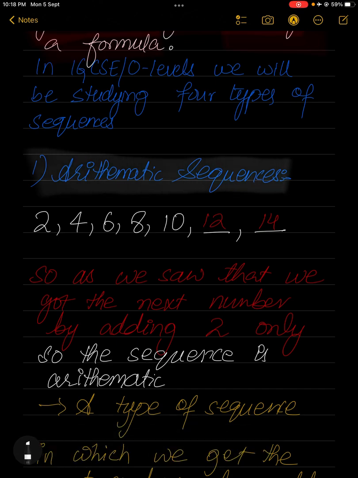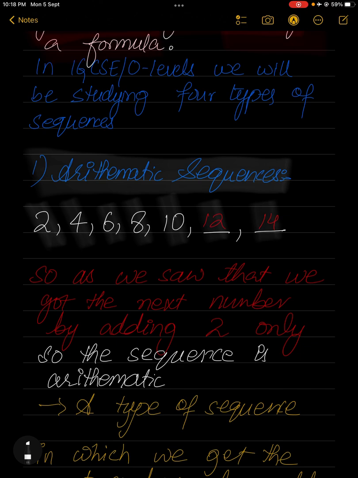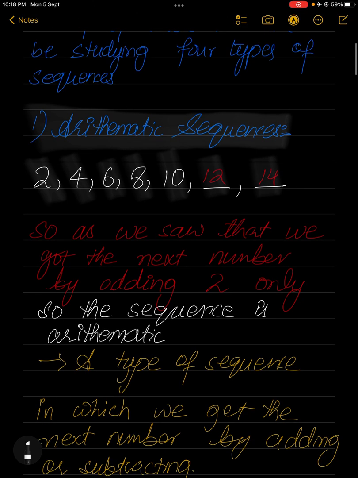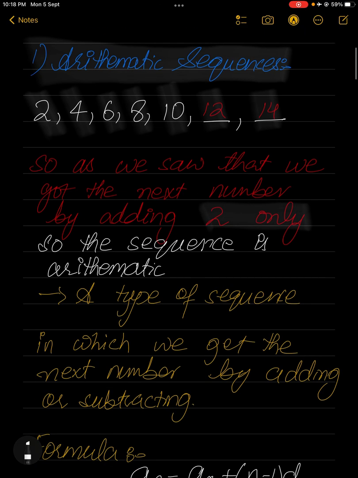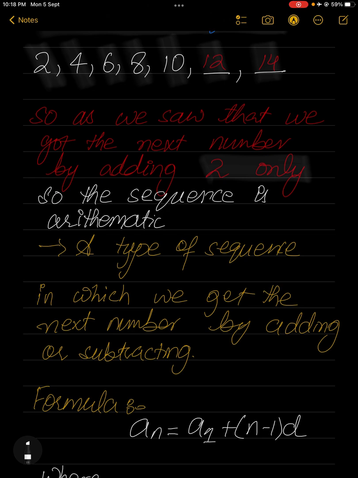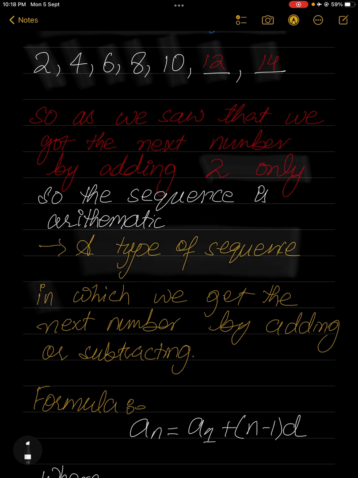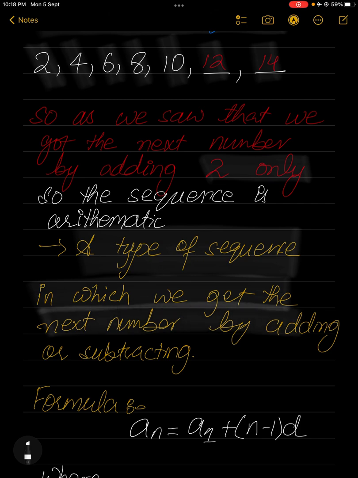An arithmetic sequence is a type of sequence in which we get the next number by adding or subtracting a particular number. So as you can see, we have the numbers 2, 4, 6, 8, 10. Automatically we can see that plus 2 is the rule, right? So we got the next number by adding 2 only. So the sequence is arithmetic. A definition written by me: a type of sequence in which we get the next number by adding or by subtracting a particular number.